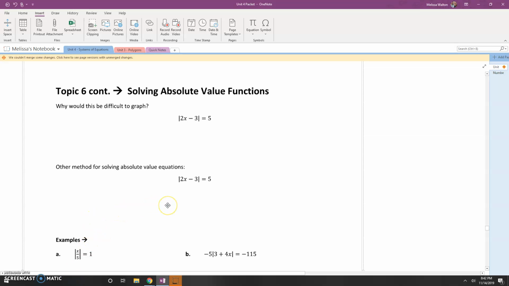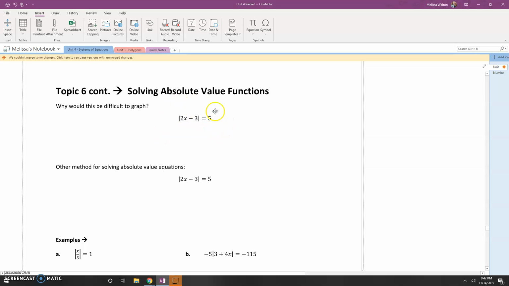Here is what we are doing today. We are continuing on with topic 6. And yesterday, you guys figured out how to solve absolute value equations using graphing. We graphed one side, we graphed the other side, and then we were able to figure out where those intersections were.